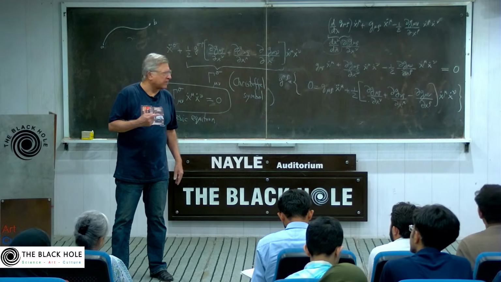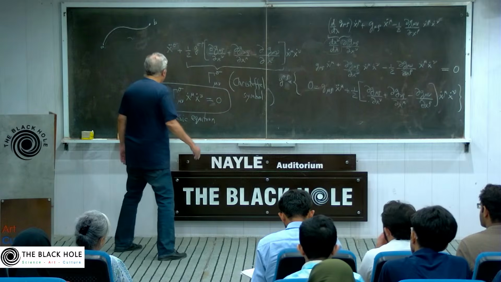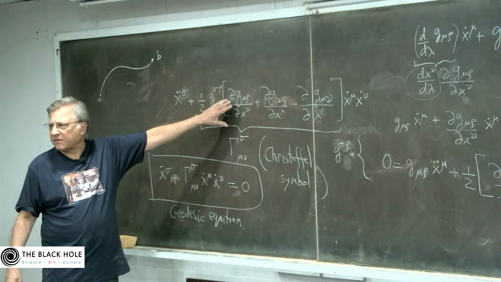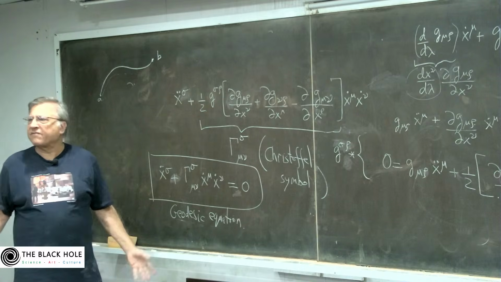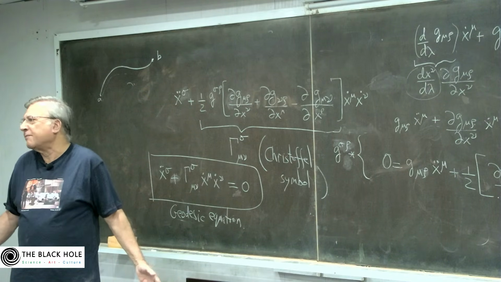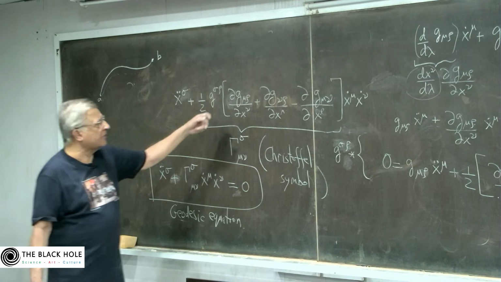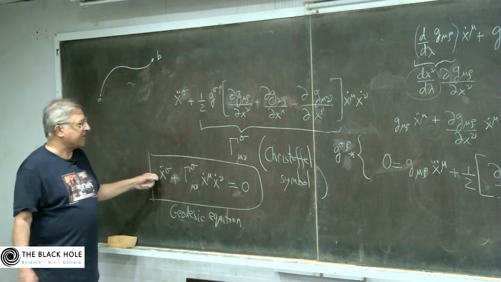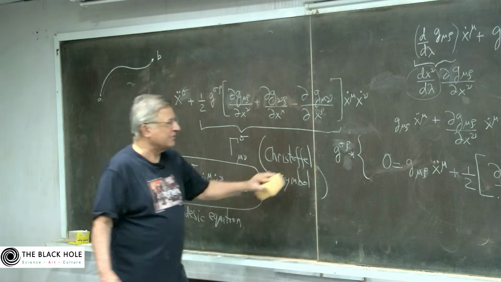We're over time, but give me 1 minute more. There are derivatives of the metric over here. What if the metric is flat? What if it doesn't depend upon x? Then it's 0. So this is 0, this is 0, this is 0, which means x double dot sigma is equal to 0.